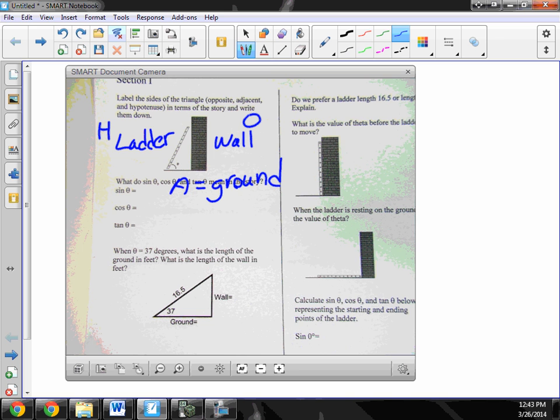So in terms of this situation, what is the sine of theta? Wall divided by the ladder. Yes. What would the cosine equal? Ground over the ladder, and the tangent? Wall divided by the ground. So sine is the vertical divided by the hypotenuse, and cosine is the horizontal divided by the hypotenuse. That's important, and it's going to stay that way for the rest of this chapter. Okay? All right, let me go down a little bit.